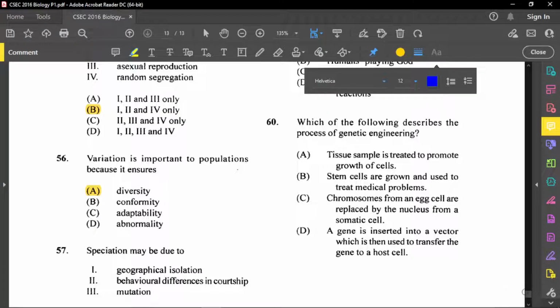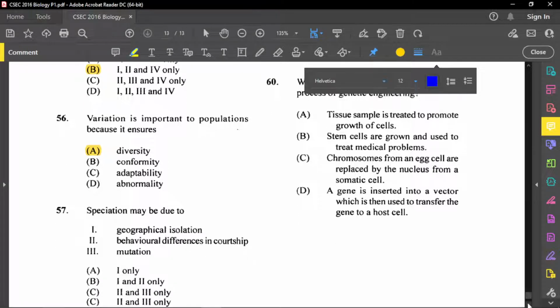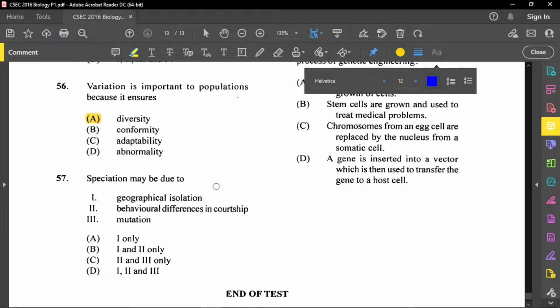57, I think I'm leaving 60 for last. All right, 57 here now is speciation made due to which of these? And so we have geographical isolation. So geographical isolation can cause speciation, definitely true. Behavioral differences in courtship, which is sexual reproduction. So if there's a difference in how they behave, like for example mating season and so on, that could affect speciation, definitely. Mutation is not the general cause of speciation. So 1 and 2 are going to be our options. So 57 has to be B.